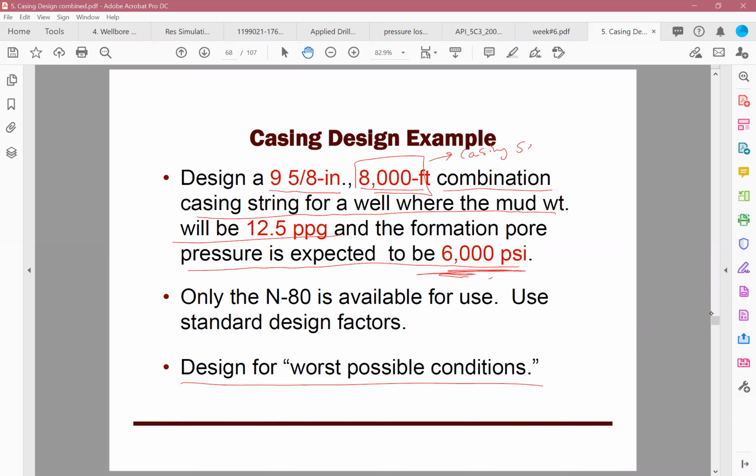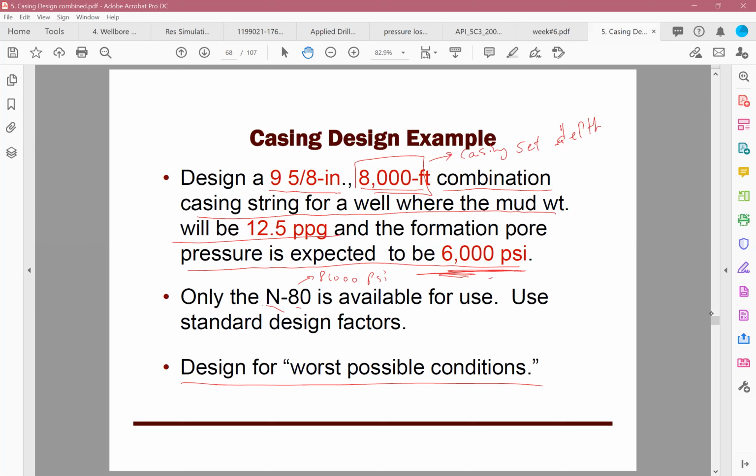Casing set depths, and that's where you want to basically have the length of your final design casing, and you have only an AD casing. That's the type of casing. Again, AD is 80,000 psi minimum yield strength, right?